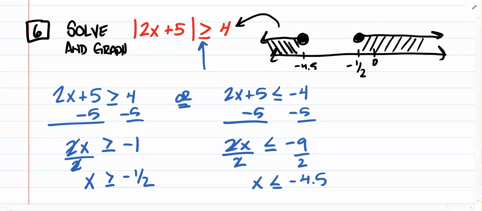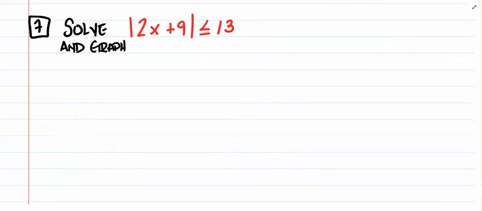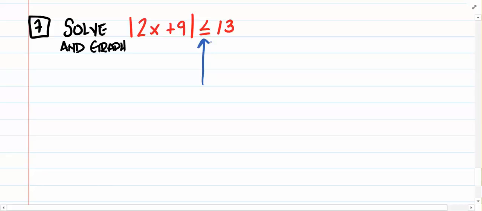Box number 7 is another example. It says the absolute value of 2x plus 9 is less than or equal to 13. So because I have a less than sign, I know the proper way to set up this absolute value inequality is as follows. Negative 13 is less than or equal to 2x plus 9, which is less than or equal to positive 13. So I am sandwiched between these two values.